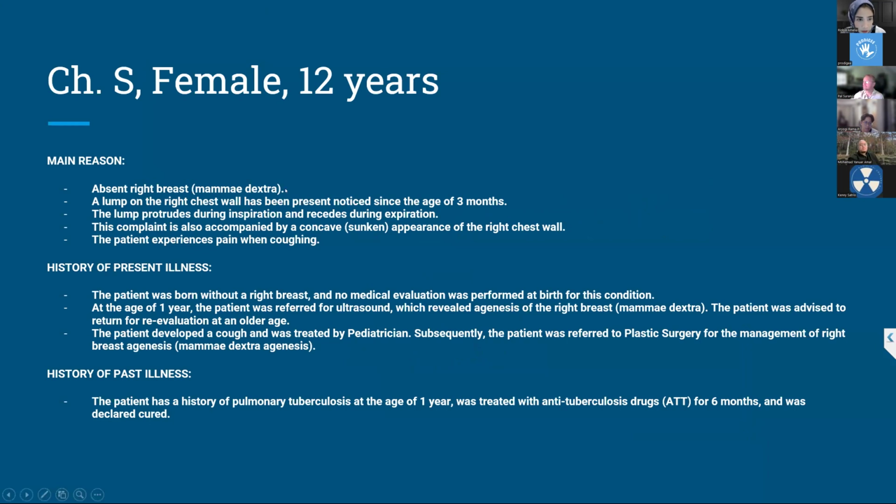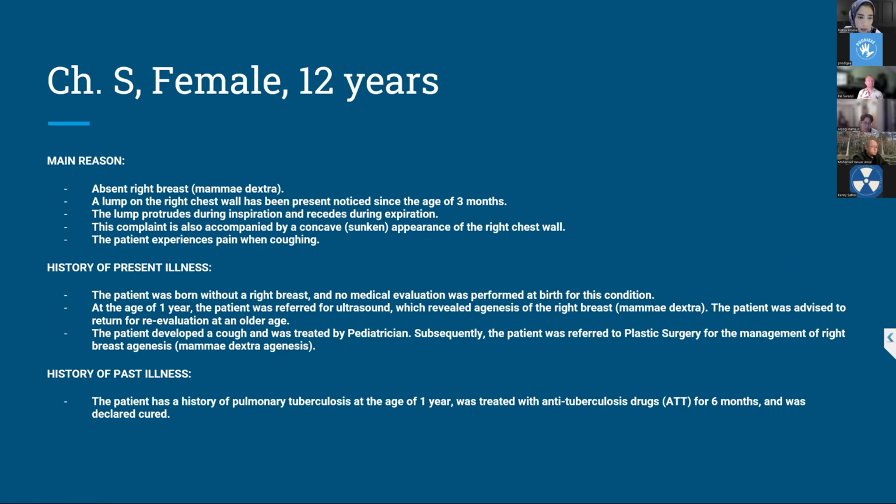The lump protrudes during inspiration and recedes during expiration. This complaint is also accompanied by a concave appearance of the right chest wall. The patient experiences pain when coughing. For history of present illness, the patient was born without the right breast and no medical evaluation was performed at birth for this condition. At the age of 1 year, the patient was referred for ultrasound, which revealed agenesis of the right breast. The patient was advised to return for re-evaluation at an older age.